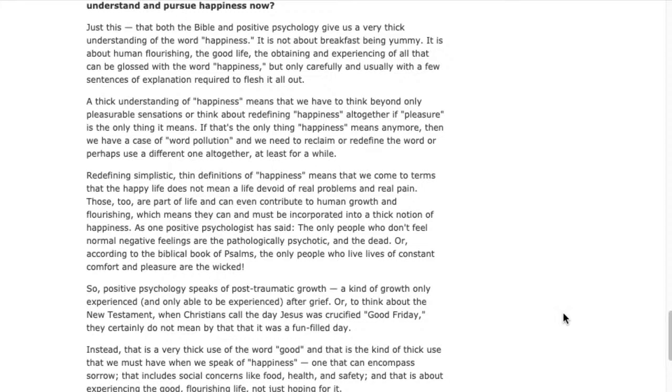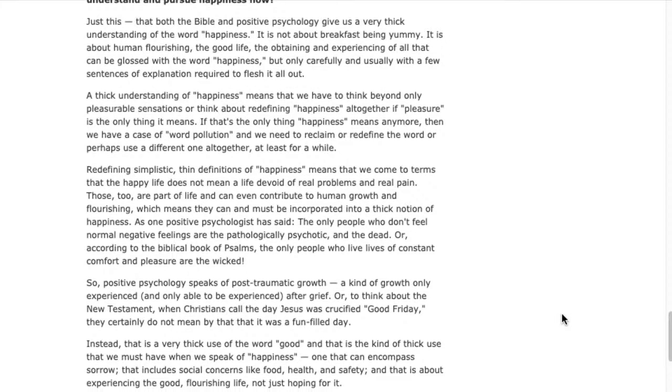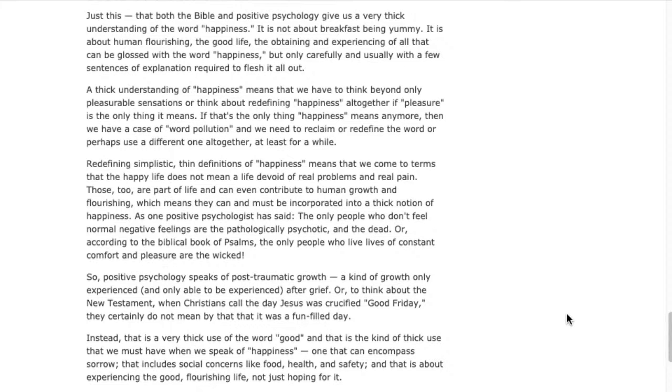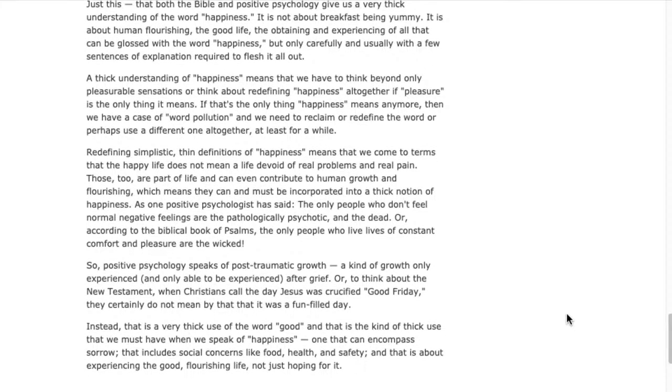Instead, that is a very thick use of the word good, and it's kind of a thick use that we must have when we speak of happiness, one that can encompass sorrow, that includes social concerns like food, health, and safety, and that is about experiencing the good, flourishing life, not just hoping for it.